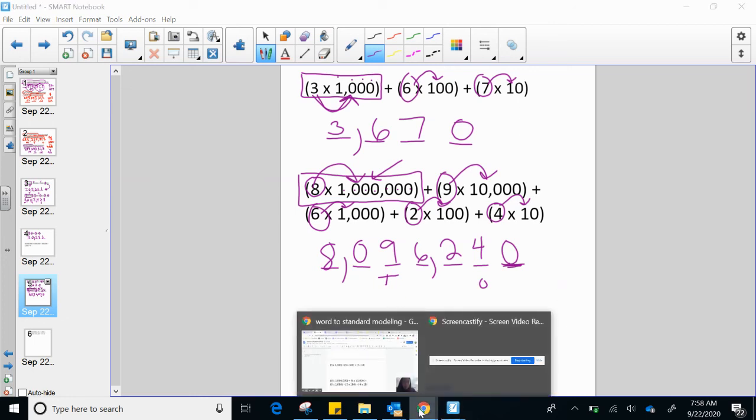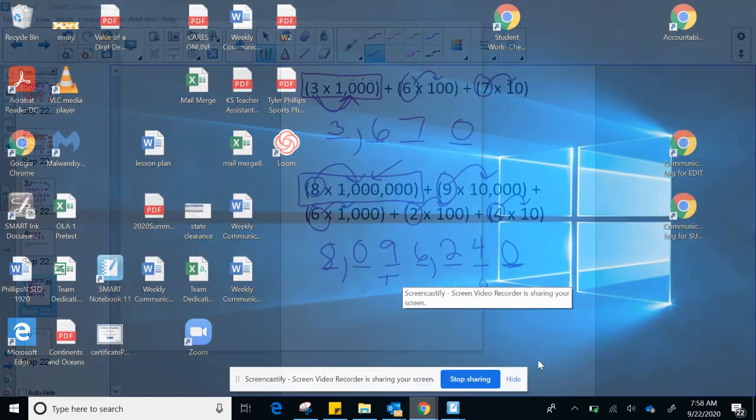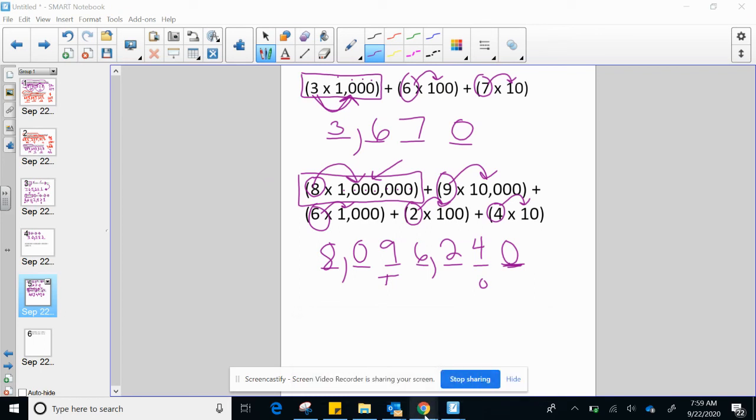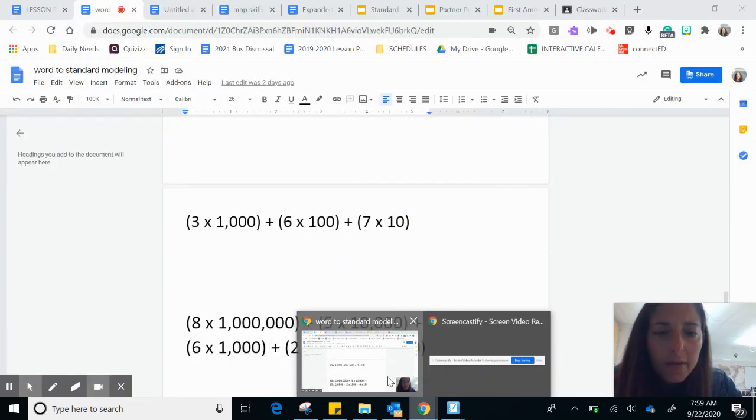So there will be a half sheet of paper that you will be given, and you will show off your skills with that. I'm trying to turn this off, and clearly I don't know what I'm doing. How do I get this here?